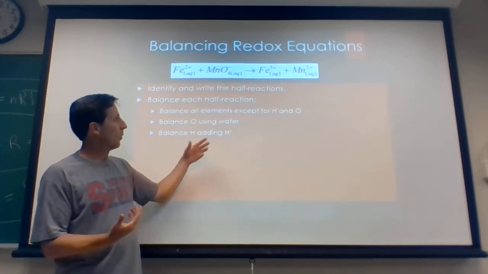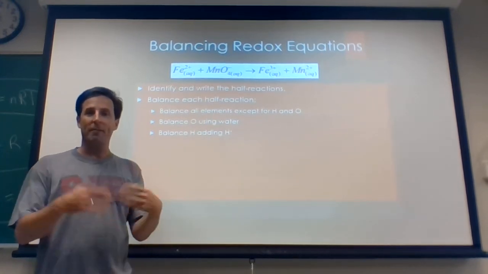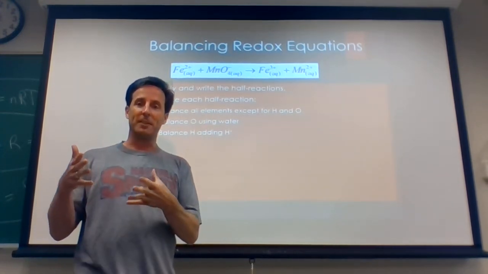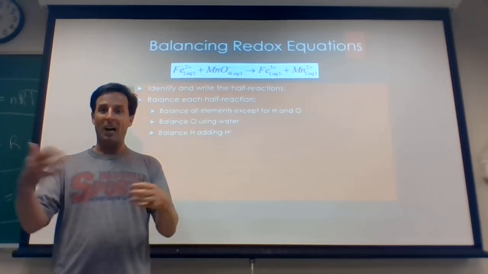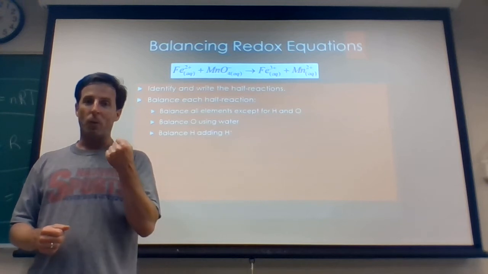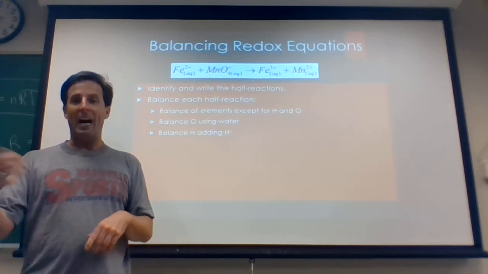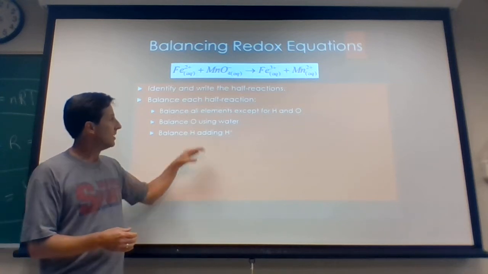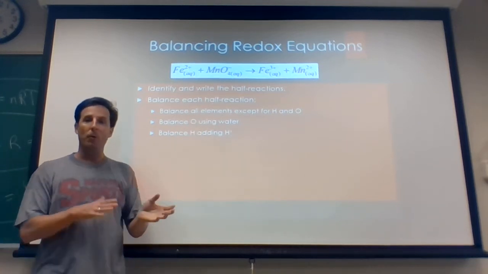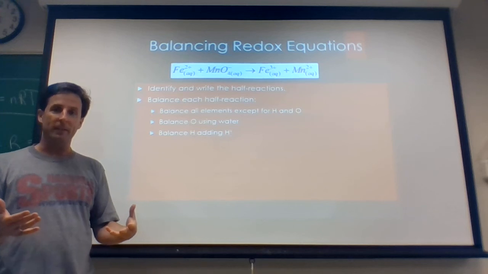Then I'm going to balance hydrogen by adding H pluses. Now, you might think, how can I just add water and H pluses whenever I want to? Well, normally these reactions are being done in an aqueous solution. Anytime I need oxygens, I can pull oxygens out of the water molecules. And if I need hydrogens, remember there's H pluses floating around in an aqueous solution. So those elements can be pulled in and out of the solution whenever they're needed.